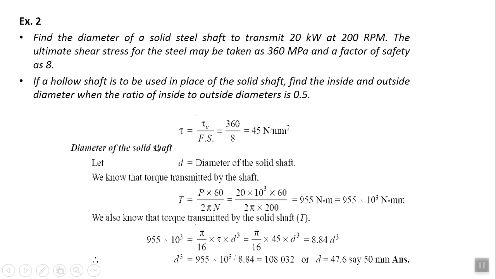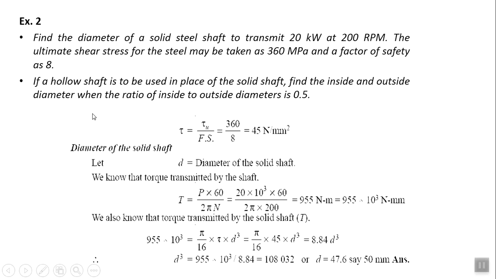Now, ultimately we need to find the diameter of a solid shaft. Considering the whole example as a solid shaft, D is the diameter of the shaft. Power is equal to 2 pi N T by 60, so from this equation we can calculate the torque. The torque we are getting is 955 into 10 raised to 3 Newton mm. If we put this torque into T by J is equal to tau by R, we are getting the value of diameter as 50 mm. So this question is similar to the last question which we have discussed.